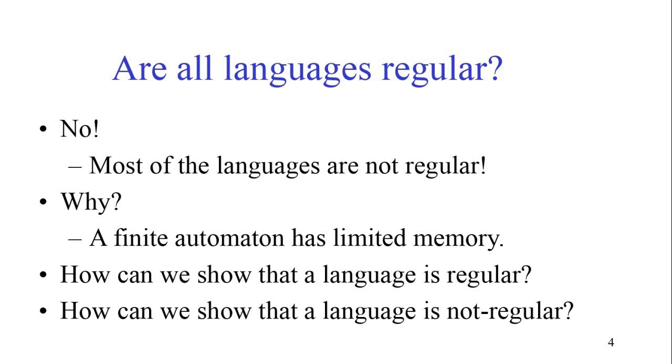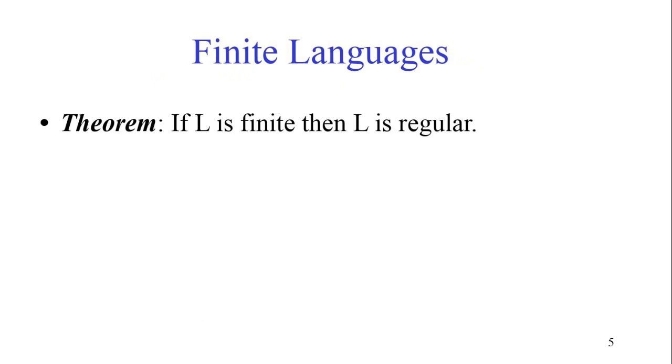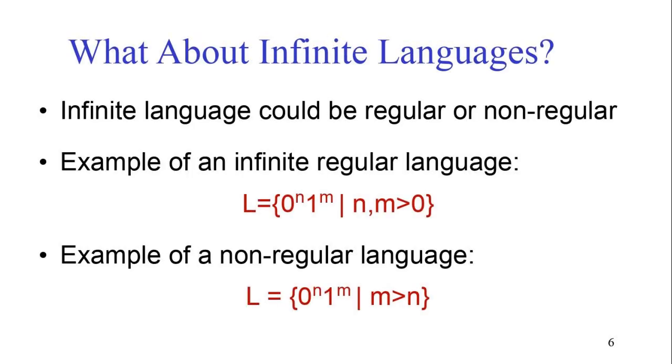Regular languages are recognized by finite automata. So how can we differentiate between regular languages and non-regular languages? Here the role of the pumping lemma comes. To begin with, we have a theorem that if a language L is finite, then L is a regular language because it can be recognized by a finite automata. Then what about infinite languages?